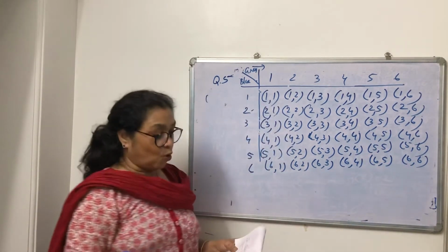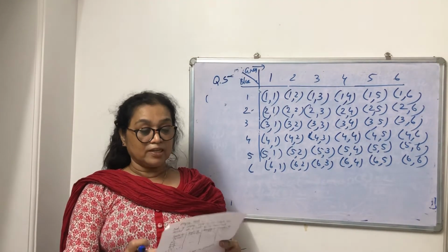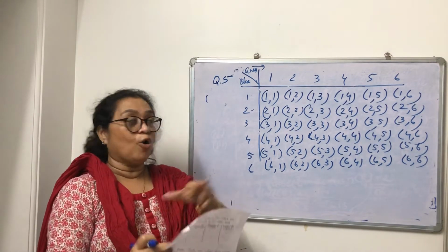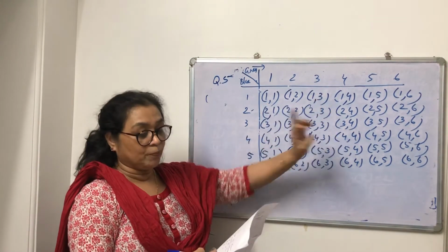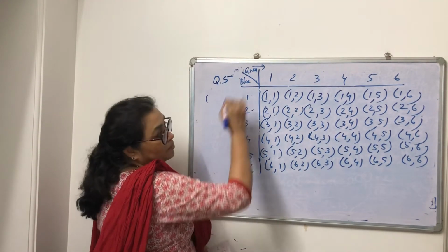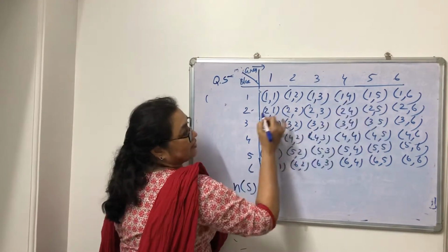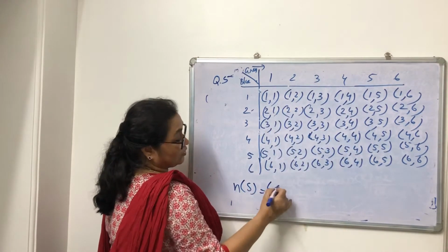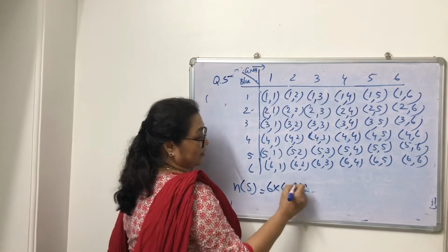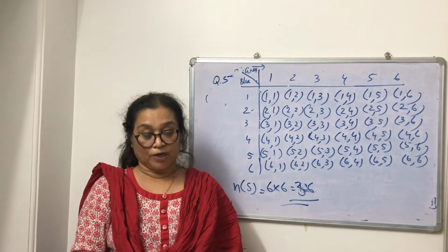These are all the possible outcomes. Write down all possible outcomes. I have written all possible outcomes. These are the sample space. So the number in the sample space is 6 into 6, that is 36. 36 are the total possible outcomes.